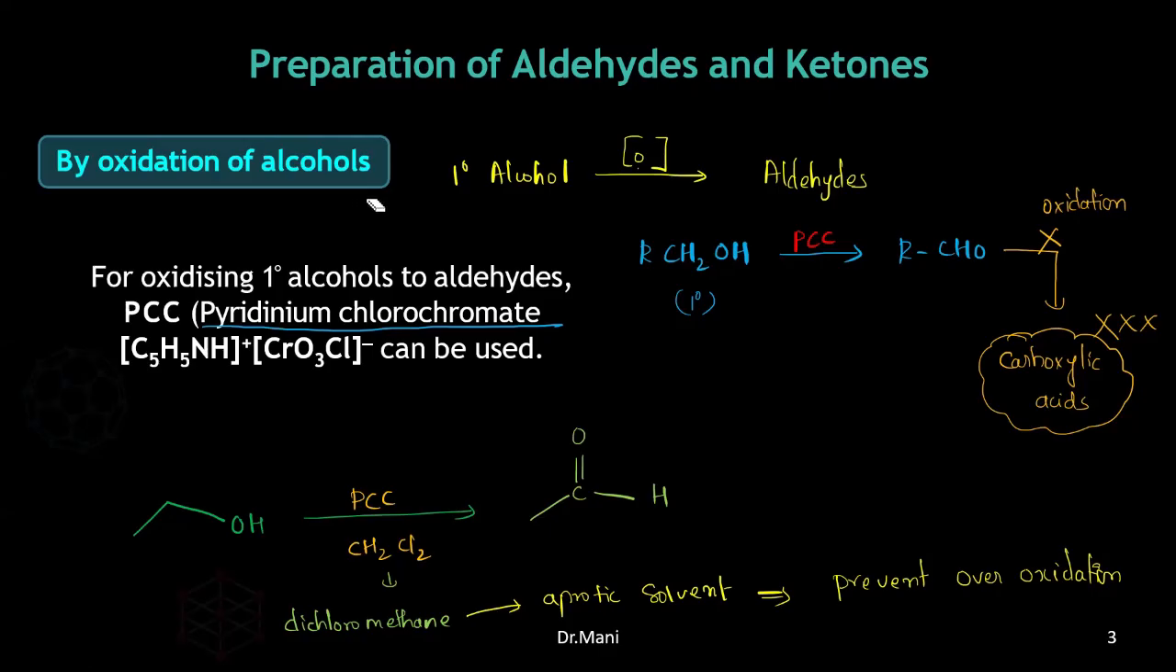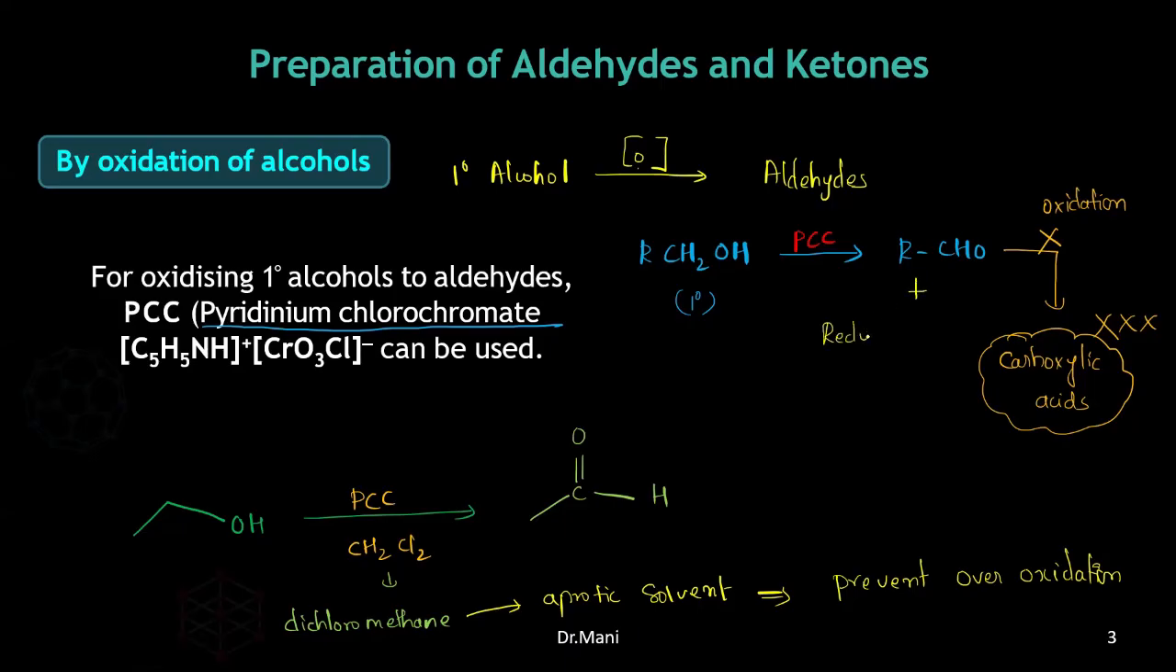By oxidation of alcohols in the presence of pyridinium chlorochromate, this will selectively oxidize to aldehydes, but it will not further oxidize into carboxylic acids. And here the PCC is acting like an oxidizing agent. So this will oxidize the alcohol and convert it into the product, and the PCC itself will be reduced. Okay, so that you should know.